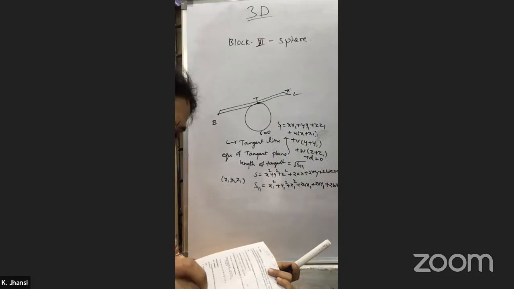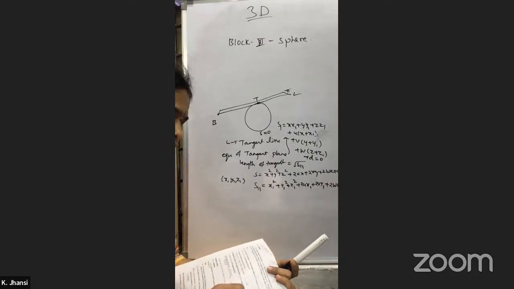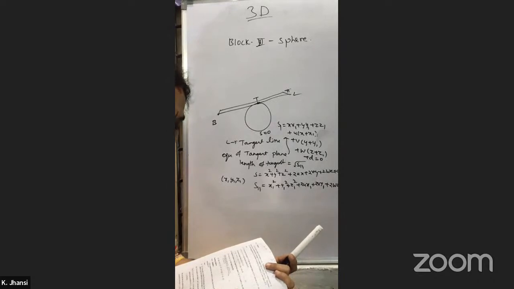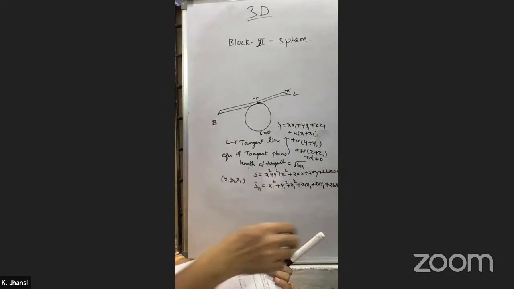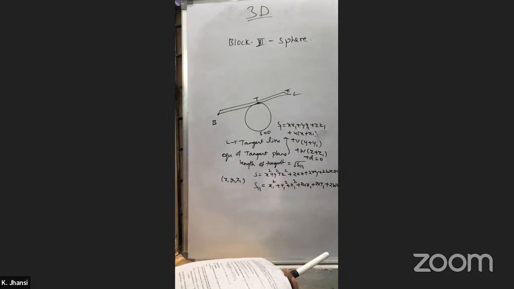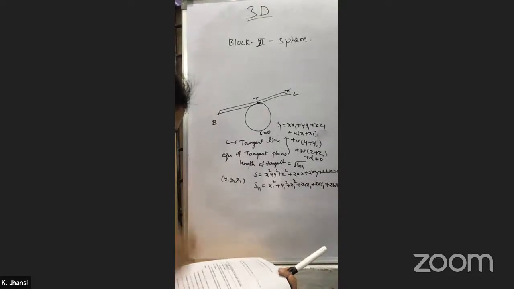Next, on page number 199, if the spheres S equals 0 and S dash equals 0 touch at a point, then the equation of the common tangent plane is S minus S dash equals 0. On that, you have an example below. On page number 200, example 2.2.8 is about finding the equation of the tangent plane.